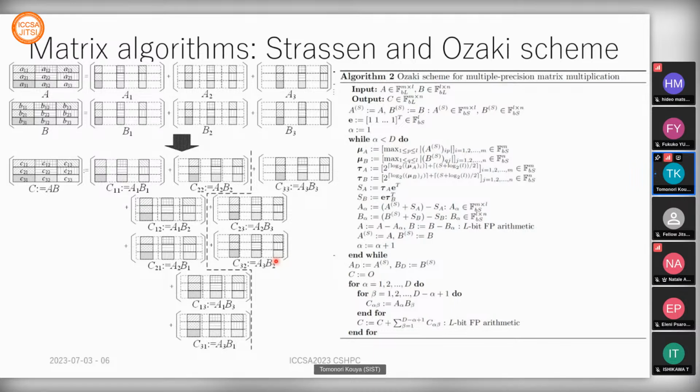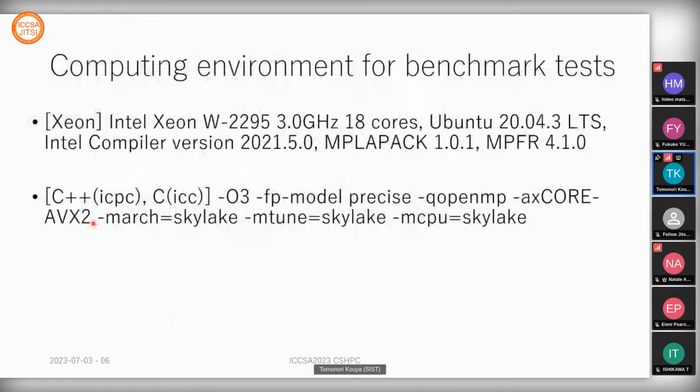for real matrix multiplication. Our computing environment is as follows. We use a Xeon environment, and on the Xeon environment we use the Intel compiler and MPLAPACK and MPLUS libraries. For the Intel compiler, we use this option to accelerate our optimized multiple precision linear computation with AVX2.